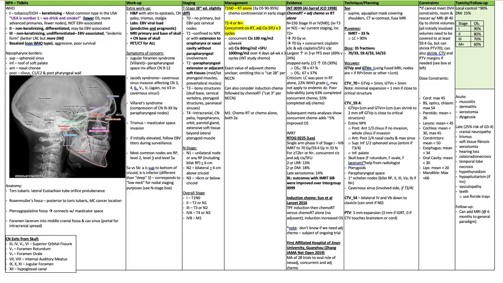Trials looking at the role of IMRT. The biggest one here is RTOG 0225, Lee. Single arm phase 2 of stage 1 to 4B nasopharynx cancer. IMRT was 70 gray and 59.4 gray in 33 fractions. I presume the 70 gray was a concurrent boost or simultaneous integrated boost.